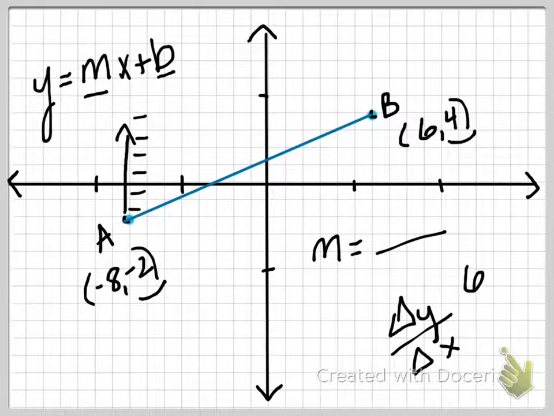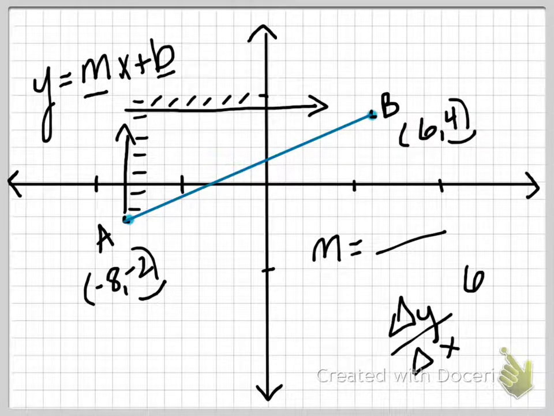Now, how far over would you need to go? That's the next question. So we go up 6, 1, 2, 3, 4, 5, 6. How far over? Well, that would be this way. So I have to go over, I'm going to count them, 1, 2, 3, 4, 5, 6, 7, 8.